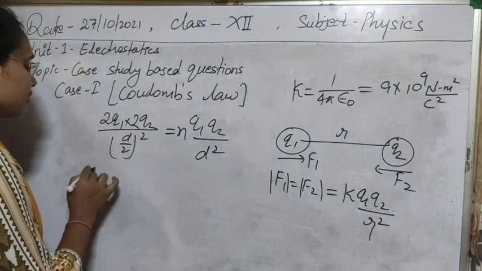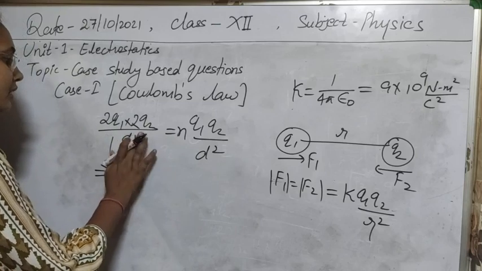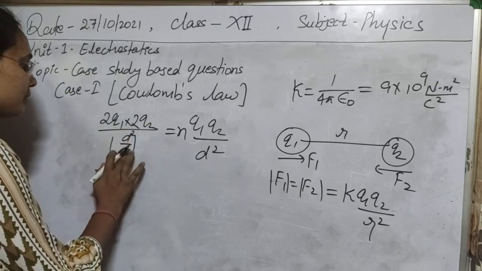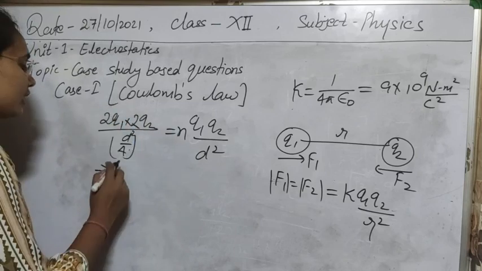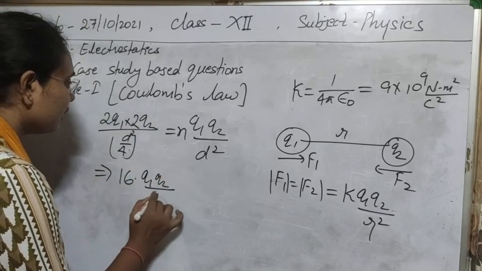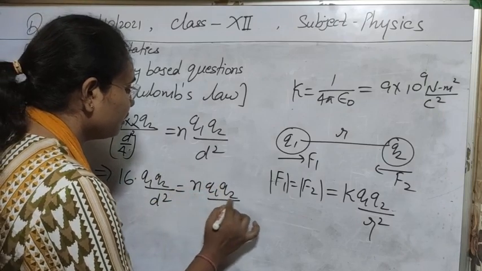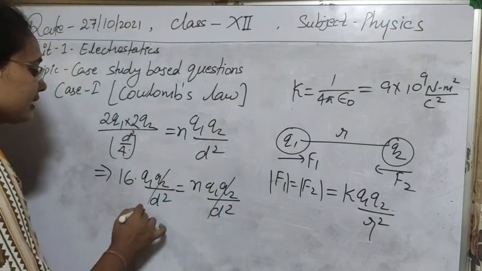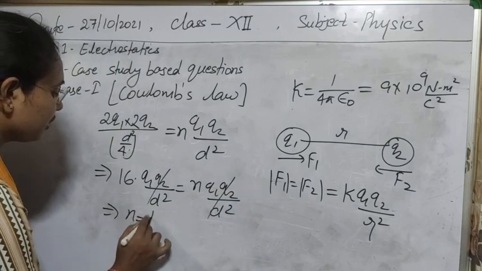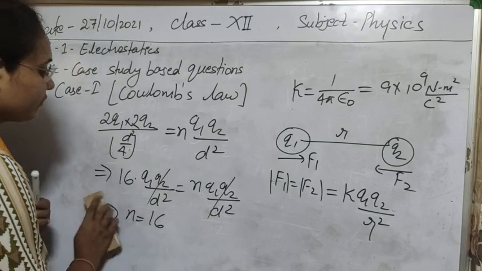Now let's use the formula again. This will be 4 times, and from here if you do the square, this will be d square by 4. This 4 will go up, so this will be 16 into q1 q2 upon d square, equal to n q1 q2 upon d square. So this will be cancelled out, so finally n is equal to 16. So this answer we can calculate easily.